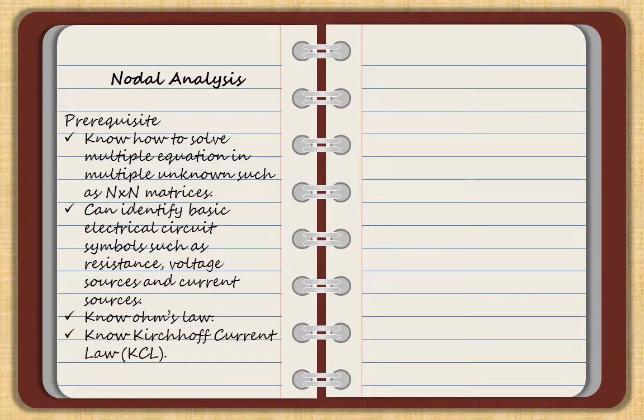The next thing is Kirchhoff's current law. Nodal analysis uses Kirchhoff's current law, which states that the current entering a node is equal to the current exiting that node. So if you don't know these four, then you must first go back to the basics before you continue studying nodal analysis.